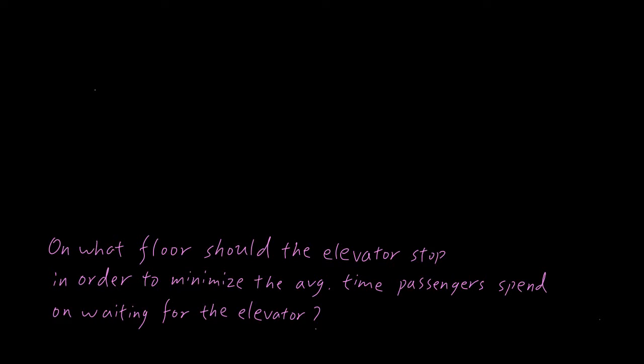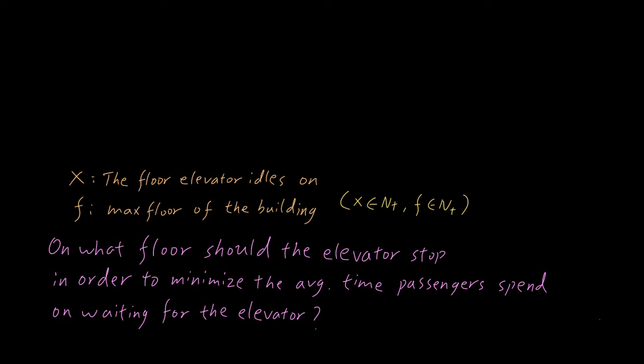So with all these things, we'll have to restrict some of them in order to make this a proper math question. And to help with that, we need to first establish two variables. First is x, which is what we want, the floor the elevator idles on. And then f, the max floor of the building. Of course, we need to set this variable, otherwise it will simply not work. And then x and f are both positive integers.